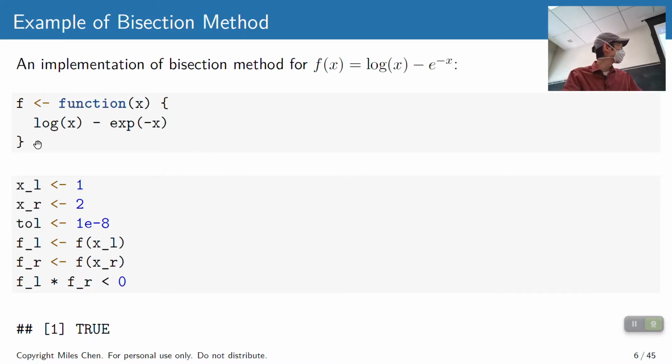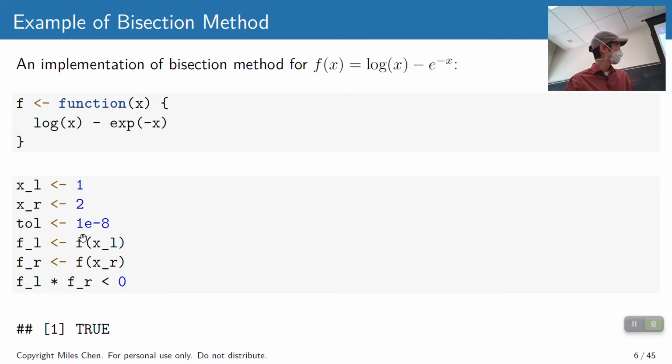I've got some function, and we're going to use the same function we've been using, log of x minus e to the negative x. We're going to try to find the root of this. I'm going to start off with some arbitrary values: x on the left is 1, x on the right is 2. And we're going to say we want a tolerance of 10 to the negative 8. So we're going to keep shrinking our interval until it is smaller than 10 to the negative 8.